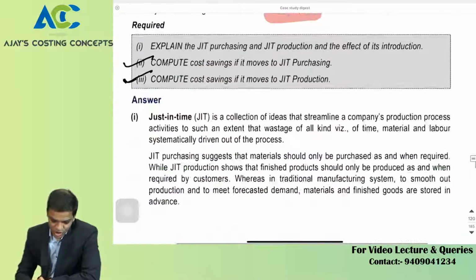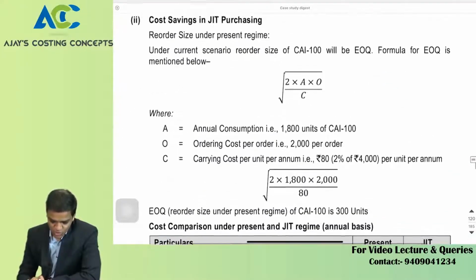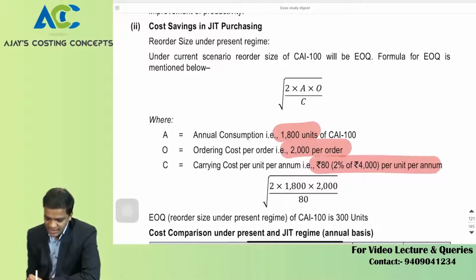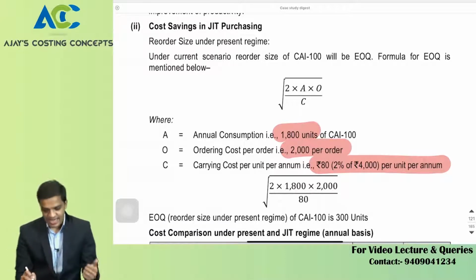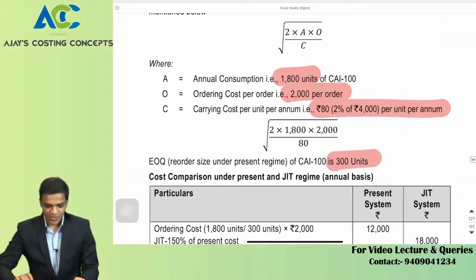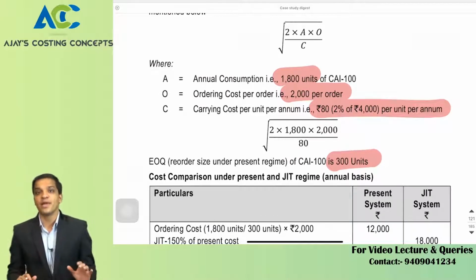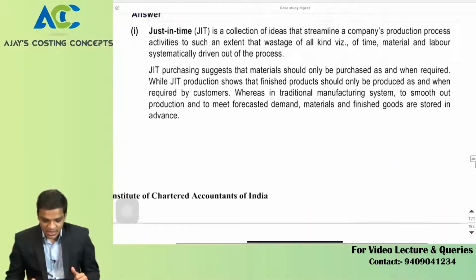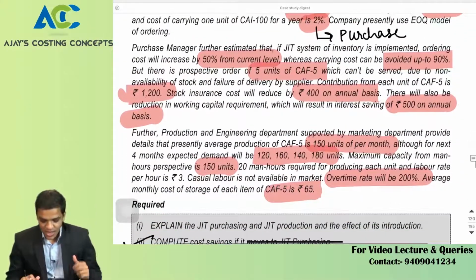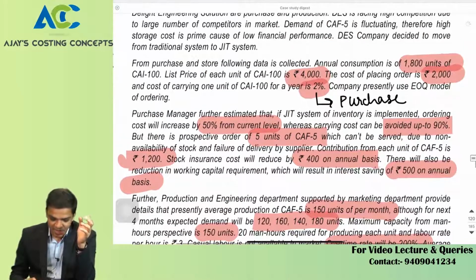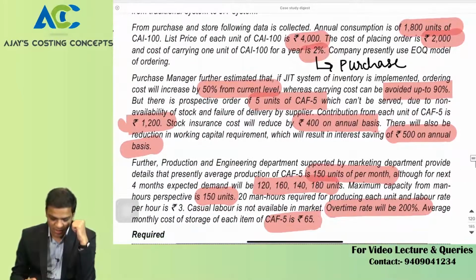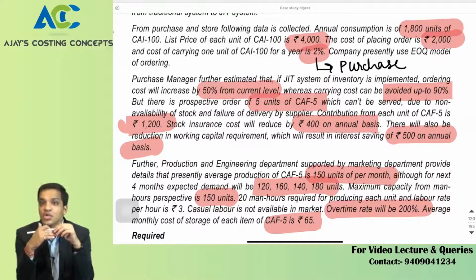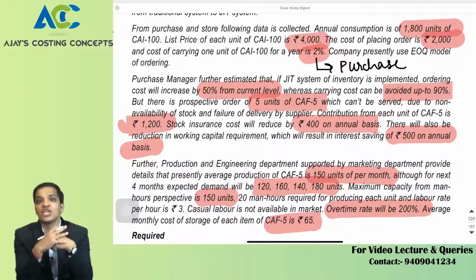Now see, the first is EOQ, annual requirement is 1800 units, right? You have 2000 per order as ordering cost and your carrying cost is 2% of 4000, that is 80. So your EOQ is 300 units. Now, as per 300 units, you will compare the present cost. Now, what would be the purchase price? If I see, there is no change in purchase price. The purchase price they have given is that the company would be able to purchase at 4000 per unit. If I go for just-in-time, there is no question of change in purchase price. So, when I go for the total approach also, any cost which is not changing, we shall not compare.